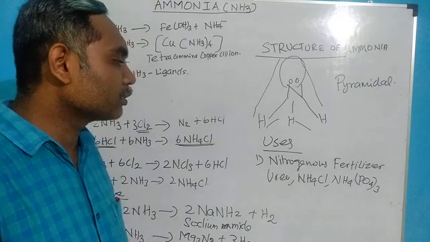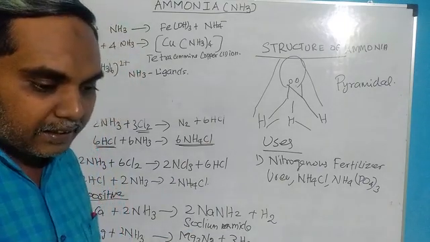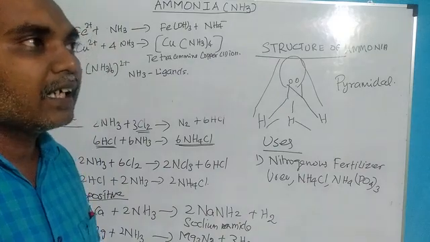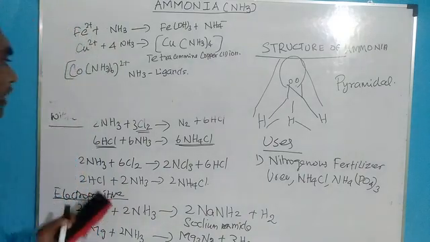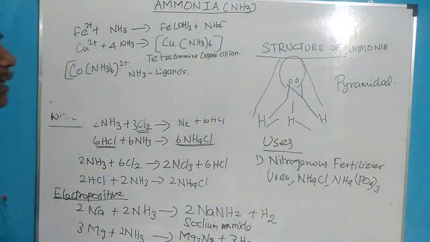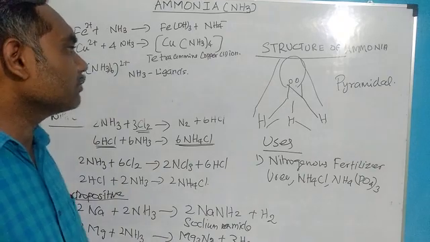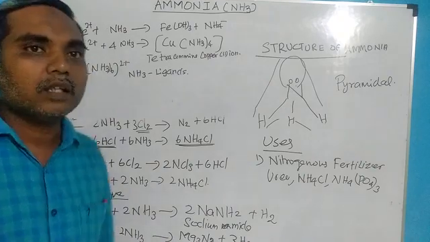It is also used in the preparation of nitric acid, and it is also used as a ligand in coordination compounds. So these are the uses of ammonia. In the next class we will study about nitric acid.